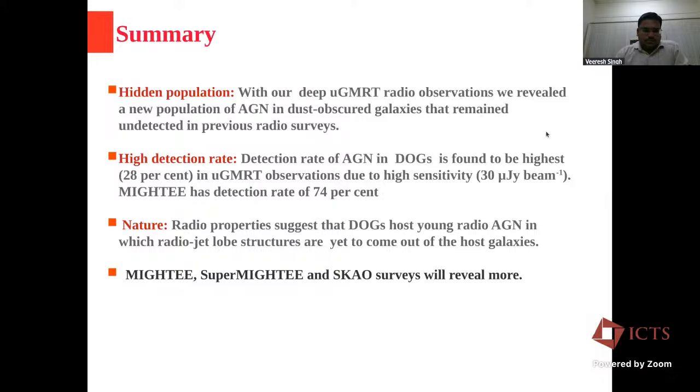Veeresh, so are these sources similar to the gas-rich ULIRGs or the submillimeter galaxies? Yes, many of them. So yes, we looked at the IR luminosity and they are quite similar. Okay, thank you.